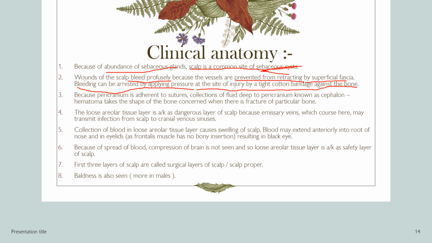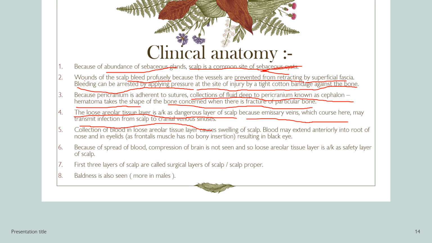Third, because the pericranium is adherent to sutures, collections of fluid deep to the pericranium, known as cephalohematoma, take the shape of the bone concerned when there is a fracture of that particular bone. The next one is that the loose areolar tissue layer is also known as the dangerous layer of scalp, because emissary veins which course here may transmit infection from the scalp to the cranial venous sinuses.